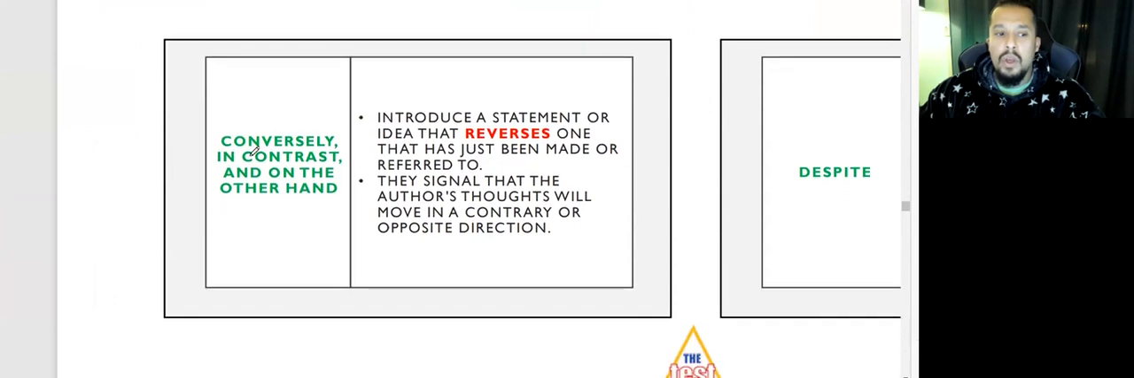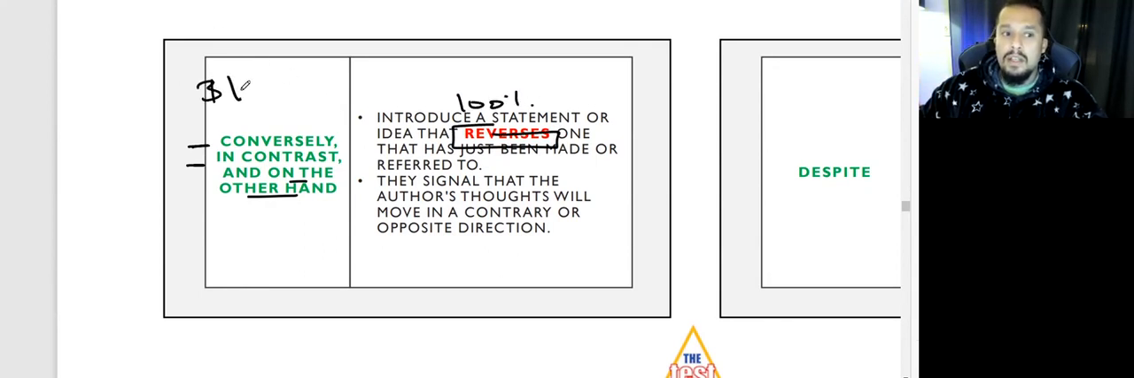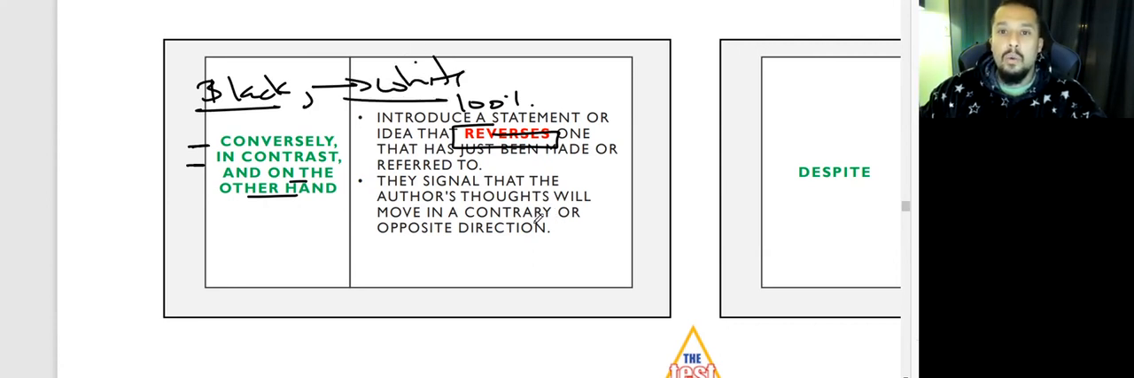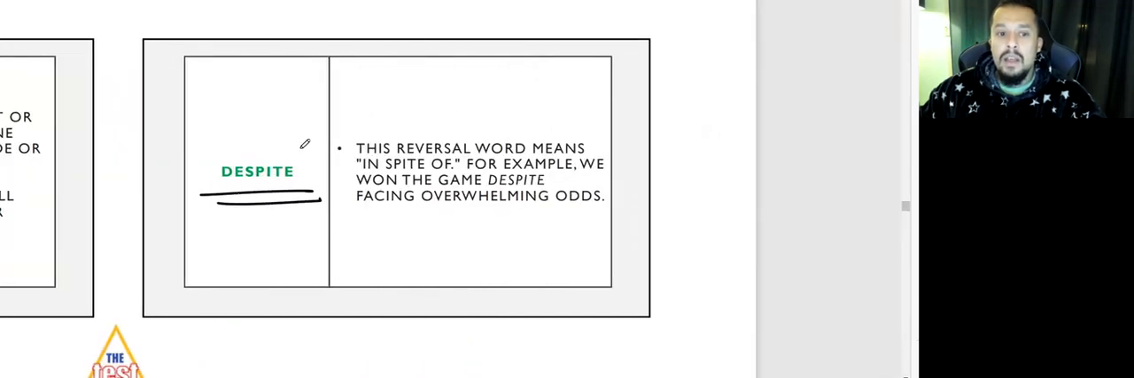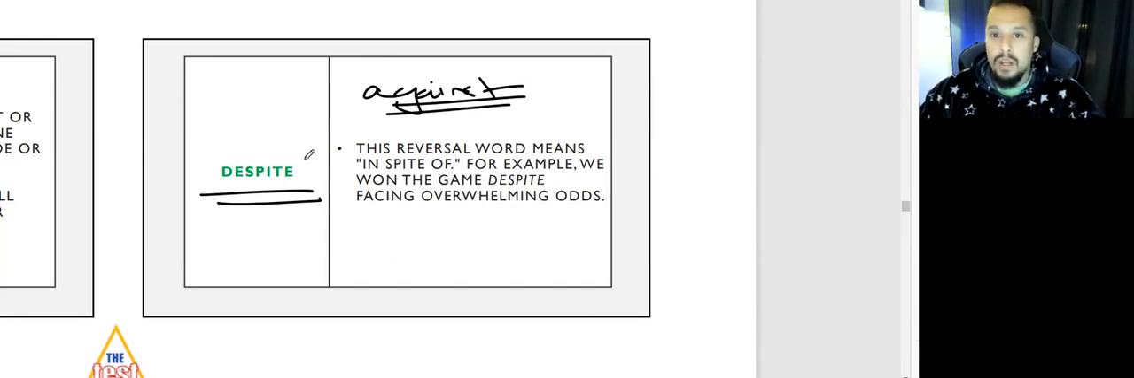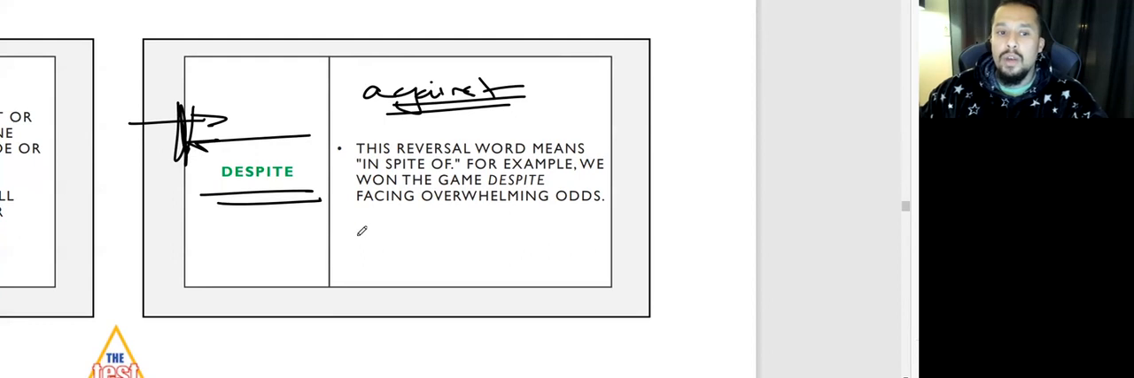Okay. What else do we have here, beautiful people? Oh, conversely, contrast. On the other hand, this is a total reversal of the previous idea. So the previous idea, we're talking about the color black. Conversely, we'll talk about the color white. Despite, it goes against something. Despite your excessive pestering, I'll help you out. Despite my love for you, I cannot help you. So despite means you going against the natural grain of something.